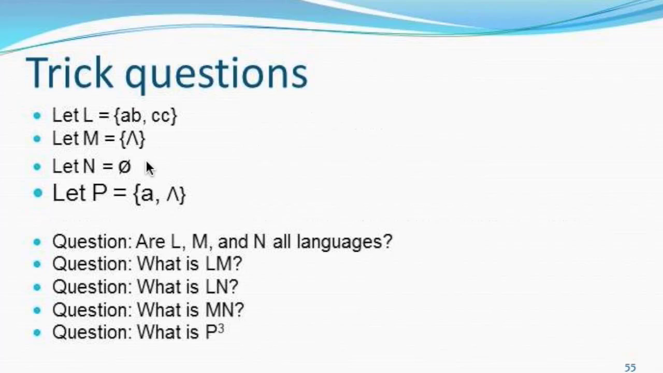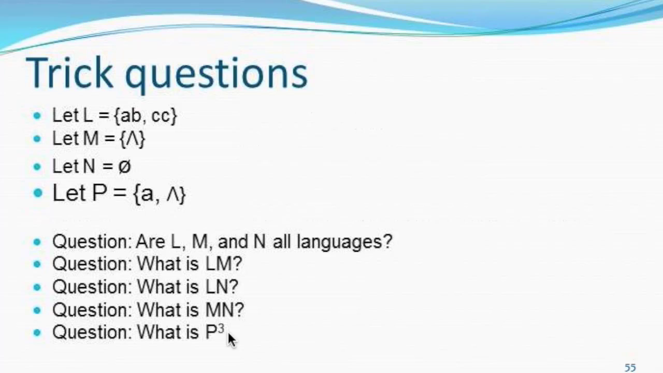And what is MN, the product of the language M with the language N? Well, again, the product of anything with the empty set is going to be the empty set, because in order to compute the language product, you take one element out of this set and concatenate it with an element out of this set, and there's nothing in there.